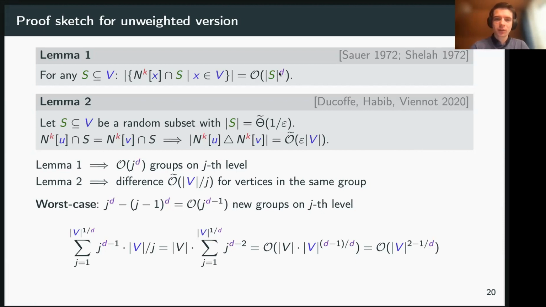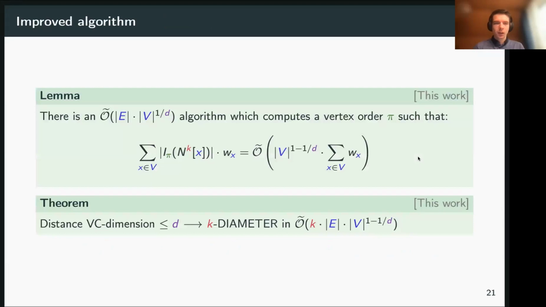These are two lemmas: one is for the VC dimension that is sparse, and the second one is about random subsets for epsilon nets. So to summarize this part, we have an algorithm that computes such a vertex order. The sketch I have shown is for the unweighted version, but the weighted version works as well, and it turns out that it works just the way we want. So now if we take this and plug it into the previous algorithm for diameter, then we improve the exponent.